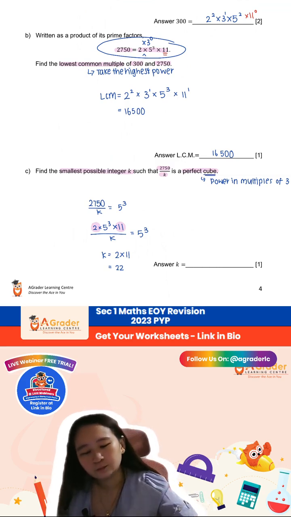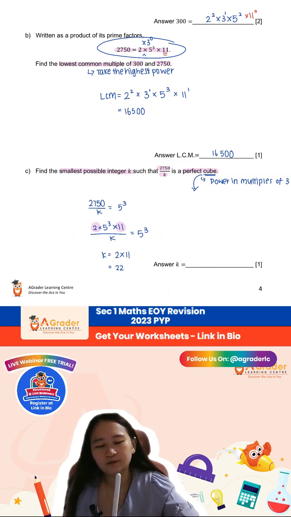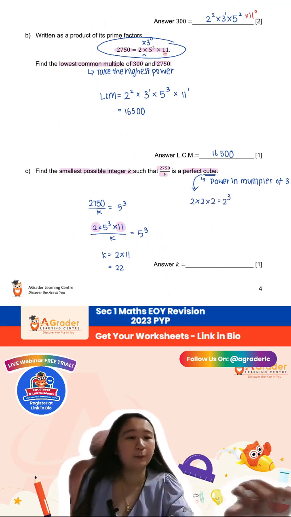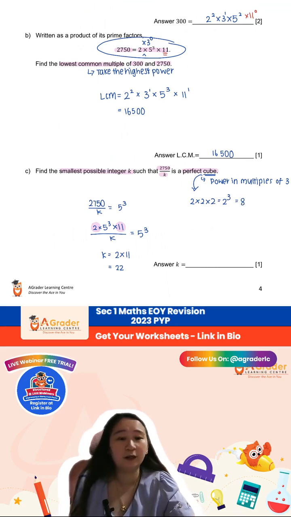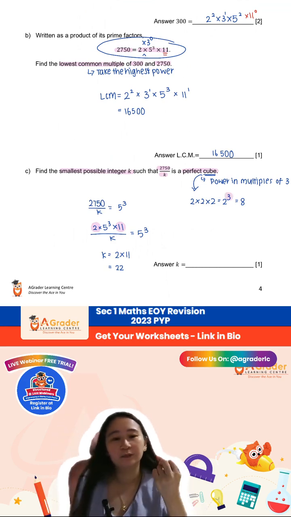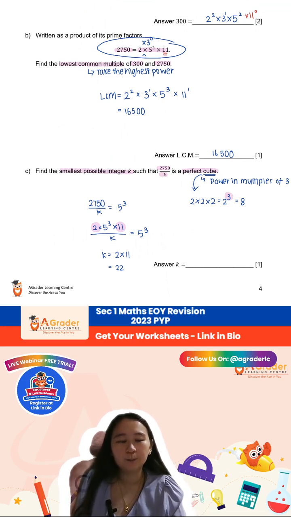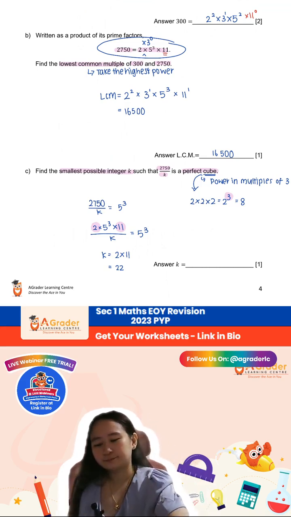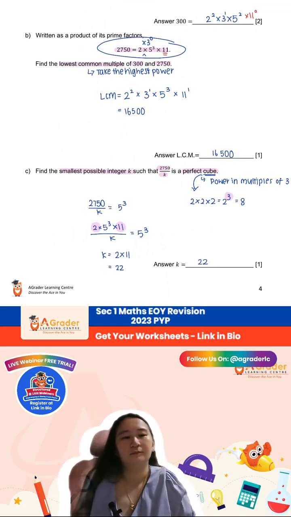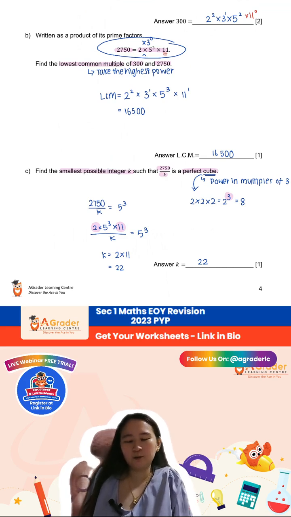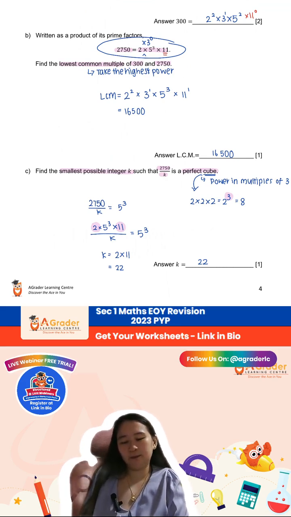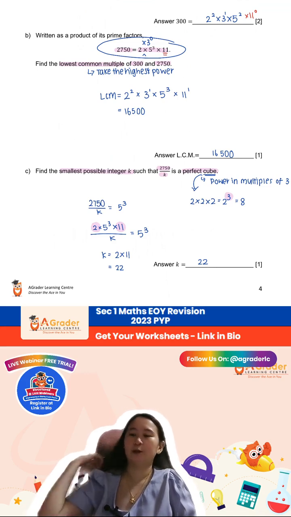Perfect cube. Cube means, let's say we have 2 times 2 times 2, 3 times. So this is 2 to the power of 3. So 2 to the power of 3 is a perfect cube, which also means it is a perfect cube number. And so on. So the power is always in multiples of 3 in order for it to be a perfect cube. Okay? So k is 22. So when we divide 2750 by k, we're left with 5 to the power of 3, which is 125, a perfect cube.